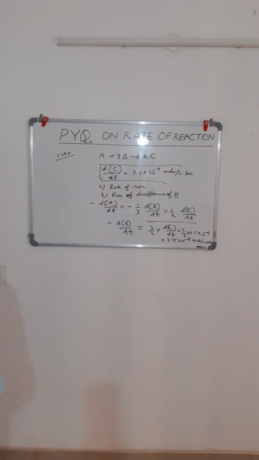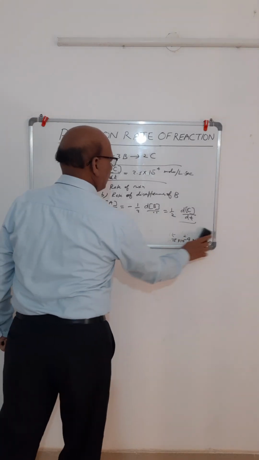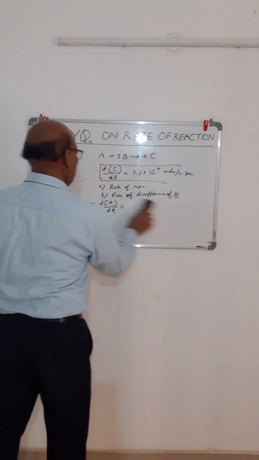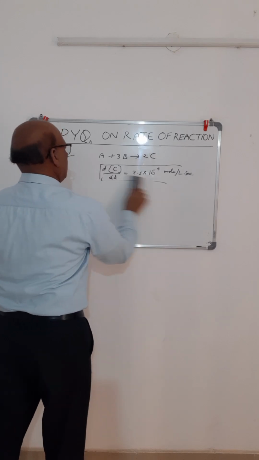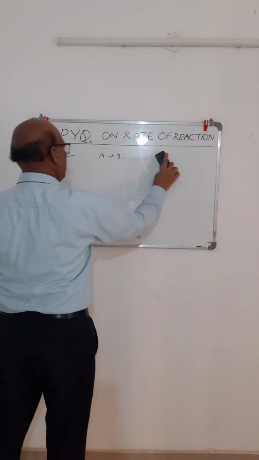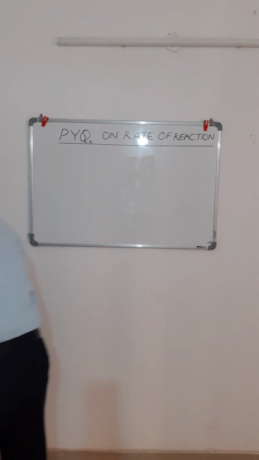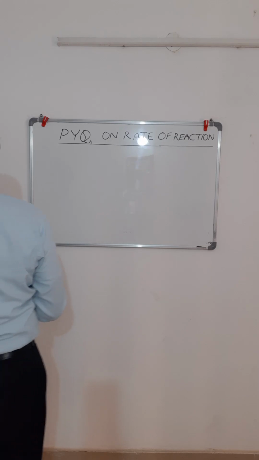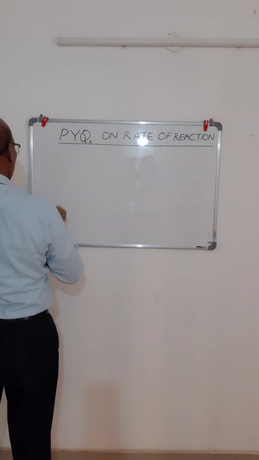So that is how we can find out the rate of disappearance or rate of appearance by writing the equation of rate of reaction. Now let us take one more question. This was also asked in the board exam of 2018.